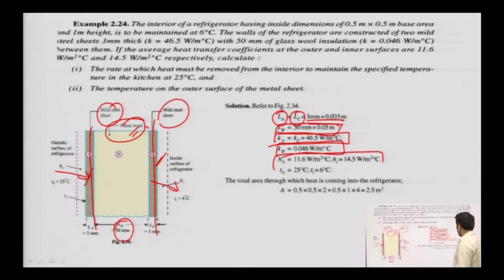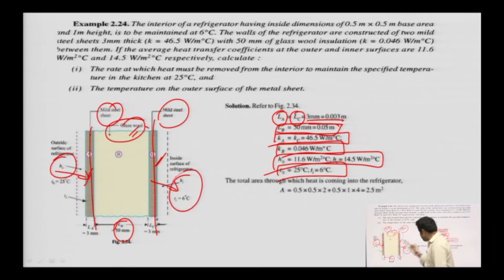We have Ho, the heat transfer coefficient on the outside surface of the refrigerator, for the resistance you want to calculate. And To, the outside temperature, you can say the ambient temperature, is 25 degrees Celsius. And Ti, the inside temperature of the refrigerator, is 6 degrees Celsius. The total area through which heat is coming into the refrigerator is this one plus this, so it is about 2.5 meters square.